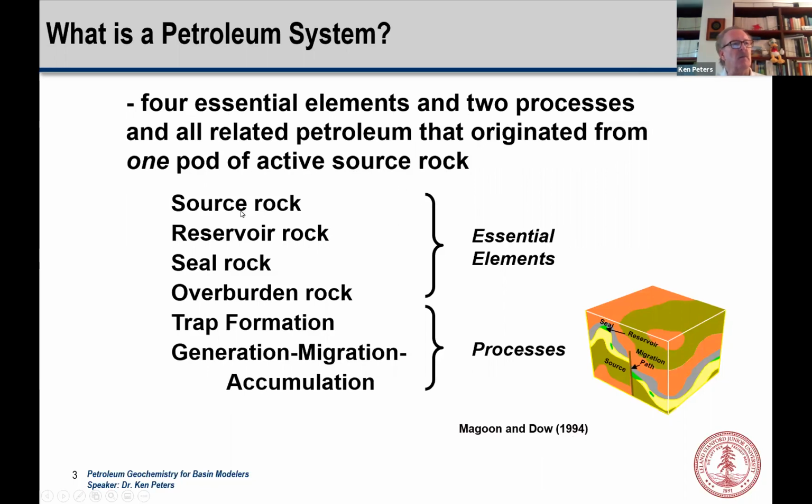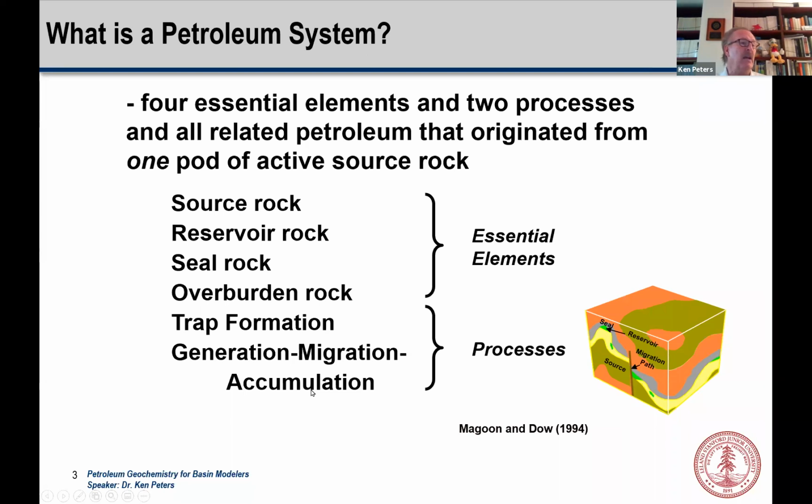So here are the essential elements: source rock, reservoir rock, seal rock. Of course, all of these have geochemical characteristics that we can measure. And the overburden is also a very important element, because this is what buries the source rock to great enough depth to generate the petroleum. There are also processes considered in the petroleum system concept: trap formation, and generation, migration, accumulation.